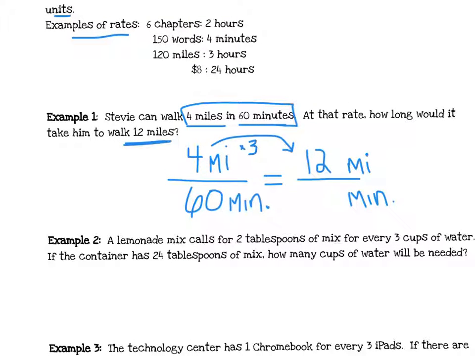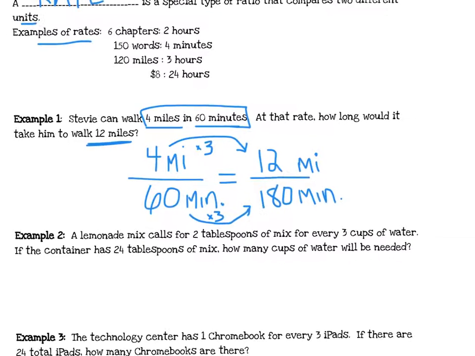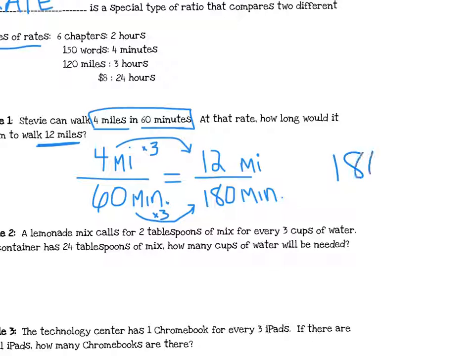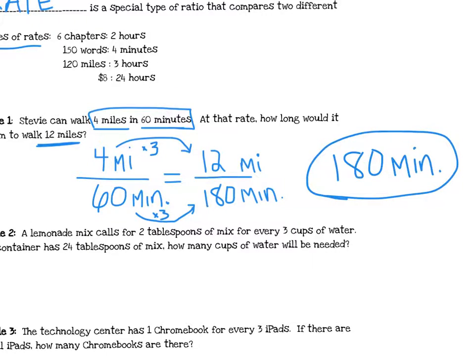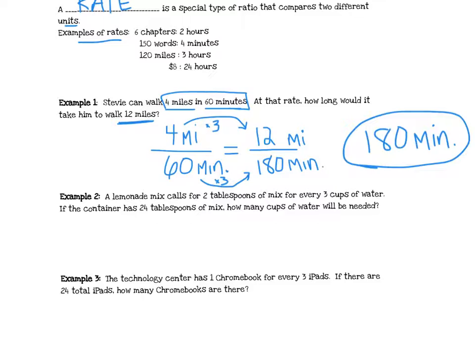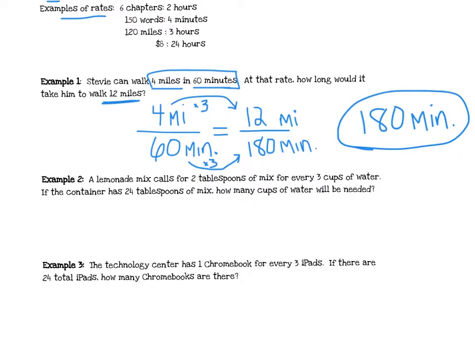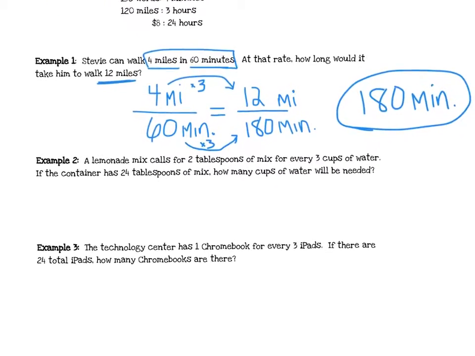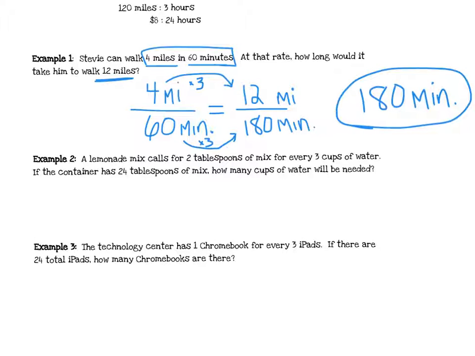Okay, so that means to keep this rate equal, I have to do the same thing to the bottom. So I'm going to take 60 times 3. 60 times 3 is 180. So it would take him 180 minutes to walk 12 miles. He might be kind of tired by the time he's finished. Okay, please make sure that you guys are showing your work like I am, underlining important information, labeling your numbers. Okay, let's go on to example 2.